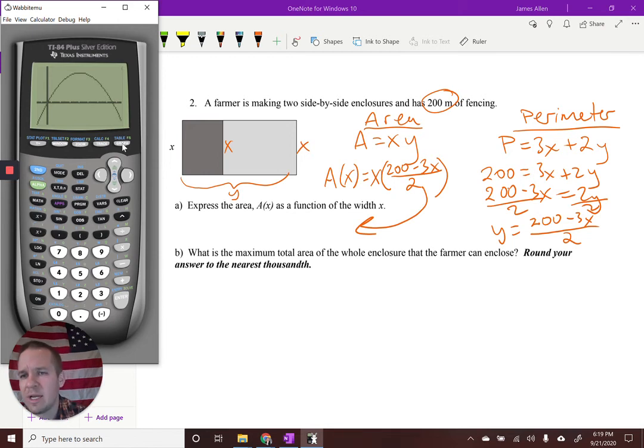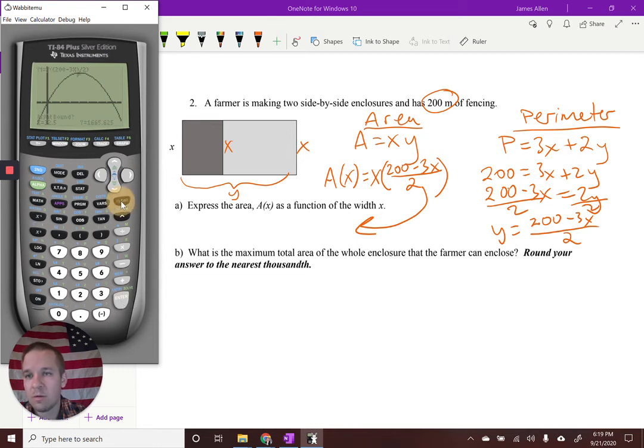Heck yeah, we did it. All right, so we can see everything that we need. We can see both of our zeros. We can see our maximum. So when it says, what is the maximum total area of the whole enclosure that the farmer can enclose? We're not even asking for the dimensions at this point. We just want the max area. So second, calc, maximum, that's number 4.